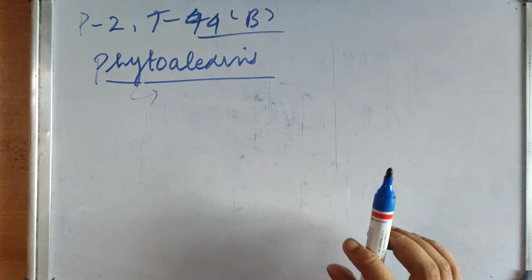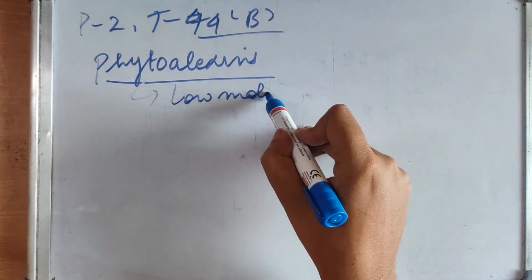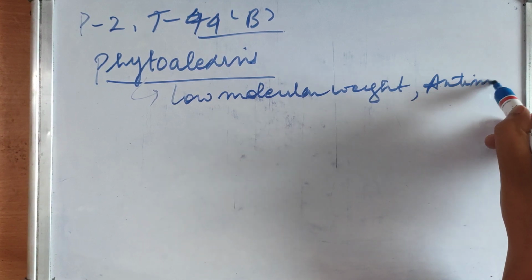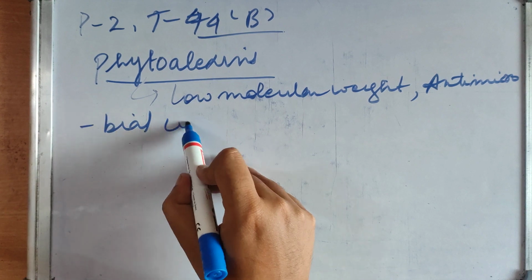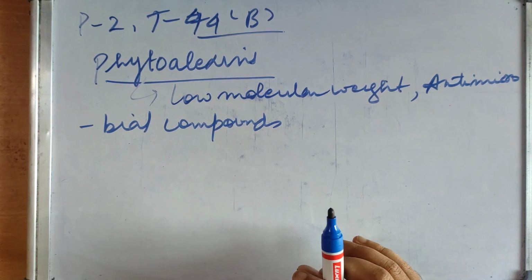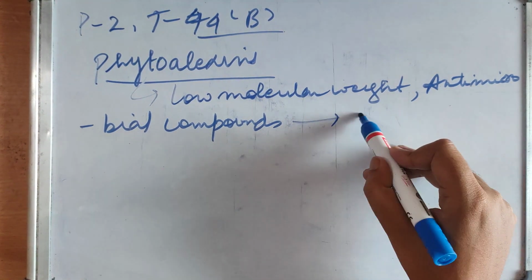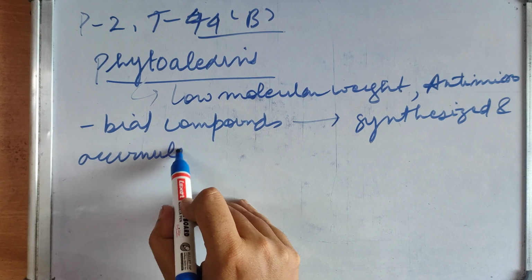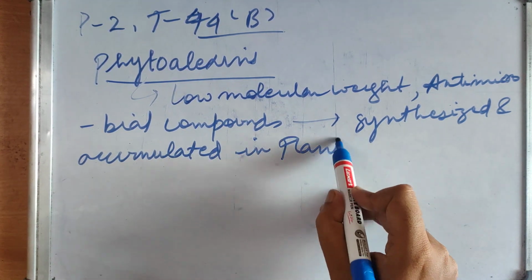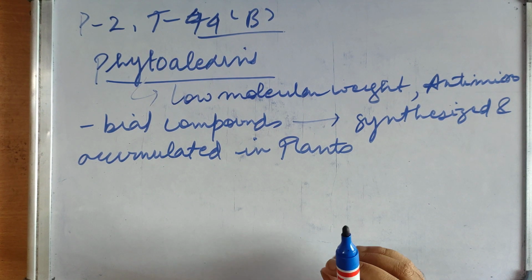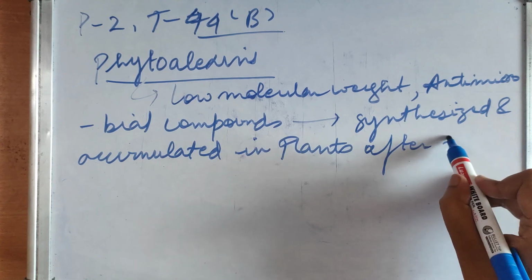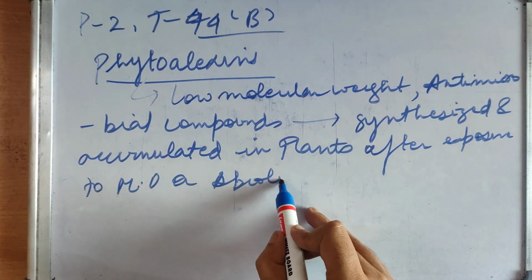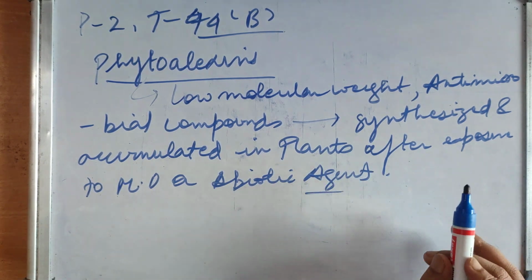So phytoalexins are defined as low molecular weight antimicrobial compounds that are both synthesized and accumulated in plants after exposure to microorganisms or abiotic agents. So this was what phytoalexins are.